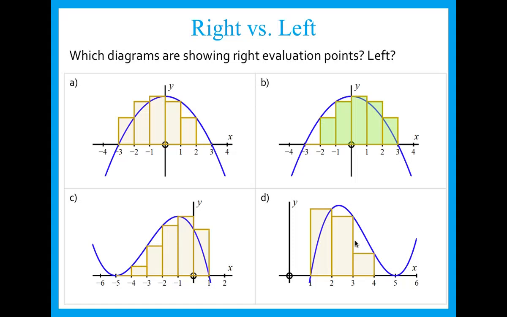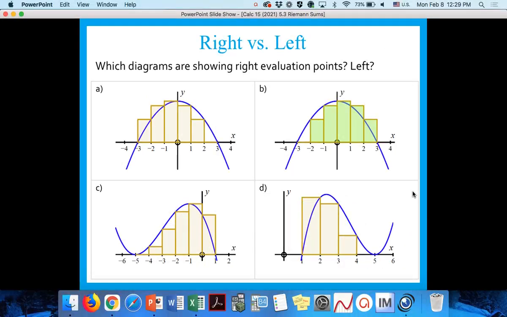So over here, I want you to take a few moments to yourself and determine which one of these diagrams would be using the right evaluation points and which ones would be using the left. All right, so that one on part A, that's the right. So again, if you look at one of the rectangles, the height of that rectangle is where the right side of that rectangle meets the curve. And the same thing with the second rectangle. So they all have to be the same. You can't do a mixture of right and left.